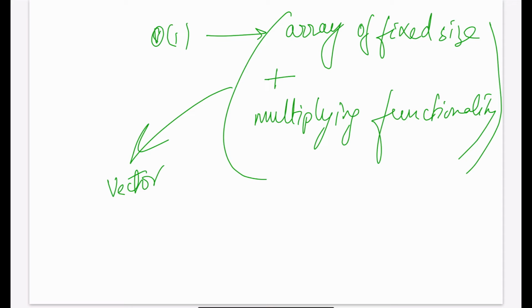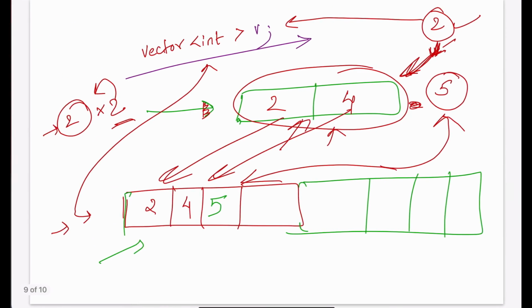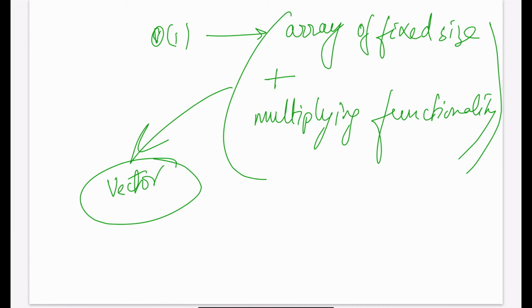So a vector is nothing but another way of implementing an array, in which we increase the size of the array and copy the data to it. This way, vector comes in handy, because whenever we need to add data, this functionality is implemented internally: it multiplies itself and increases the size. So this works similarly to a dynamic array. This is the concept behind vectors.